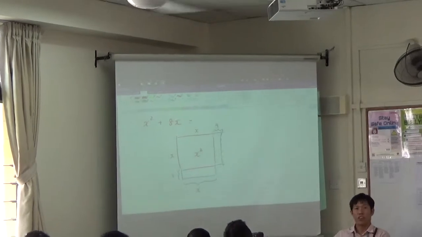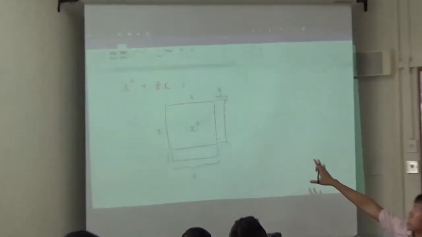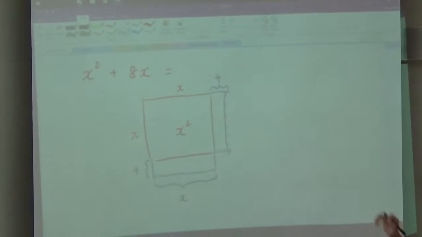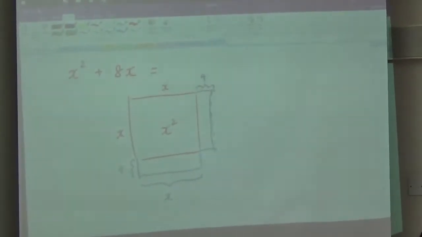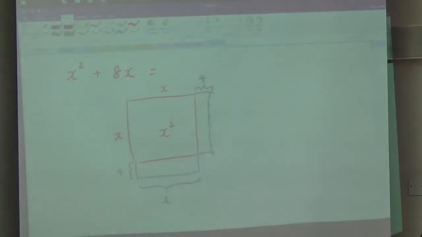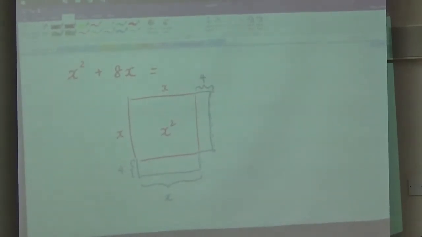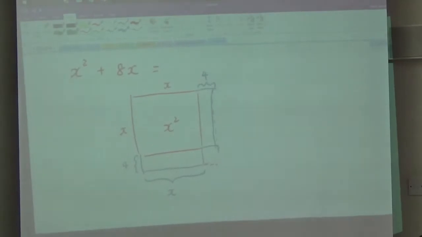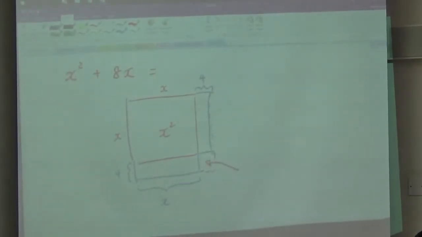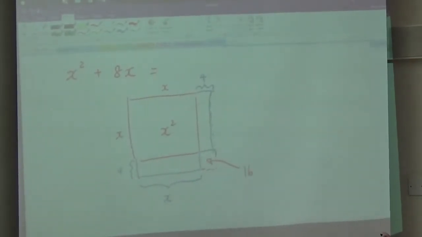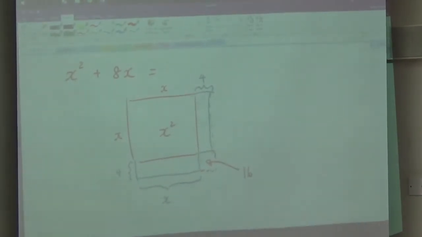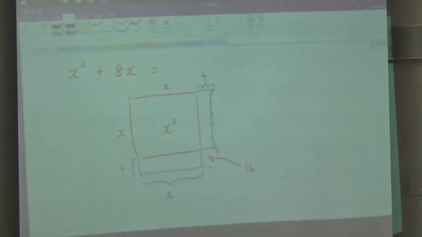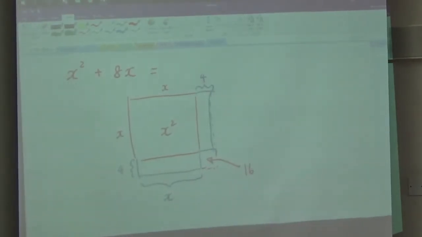This is 4. Is this diagram still representing x squared plus 8x? Yes, it is still representing that. Is it a perfect square? What do you think I must add to... Oh, you guys are fast, huh? So what is the missing piece? 16. If I add in 16, what will I get? A perfect square.